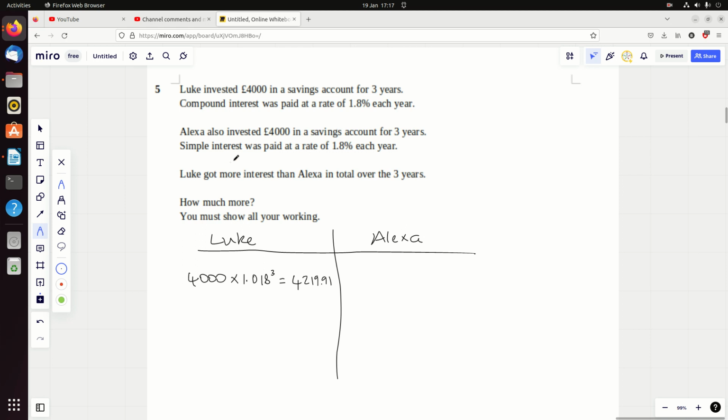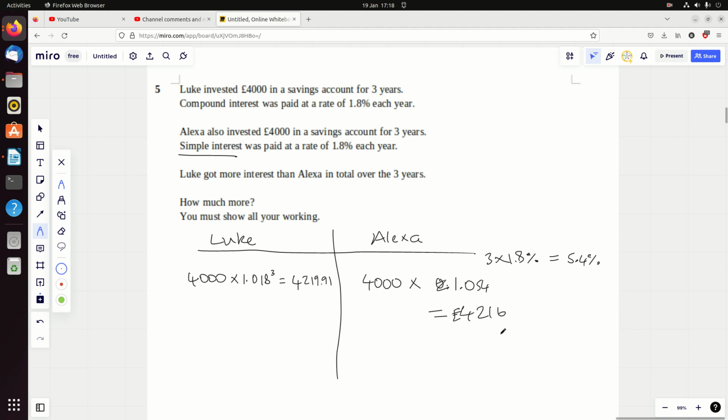Cool. For Alexa, she's doing simple interest. Simple interest is really the silly way of doing it, I would say. If you're doing simple interest, 1.8% each year means you're going to do 3 times 1.8%. Well, 3 times 18 is 54, so that's 5.4%. So now I've just got to increase this by 5.4%. And that comes to, now, what is that one? I think that's going to come to 4,216.